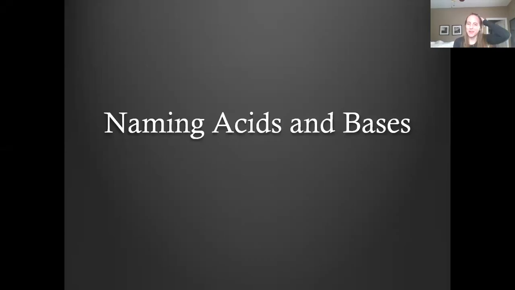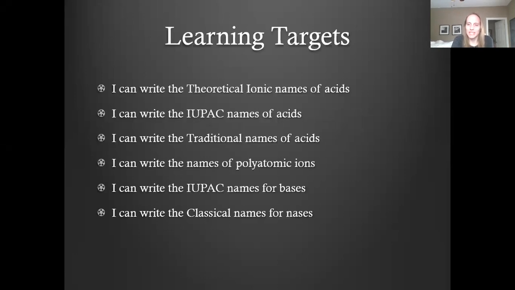Morning, guys. Today we're going to be talking about how to name acids and bases. So we're going to be going over the different naming techniques or naming methods for acids. There's 3 of them. And then we're going to go over the 2 different methods for naming bases.